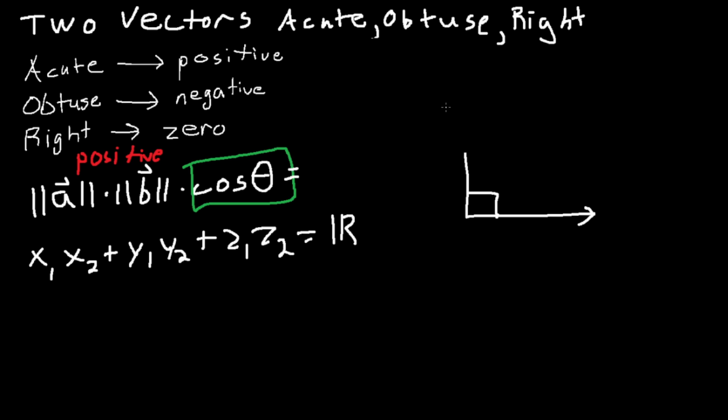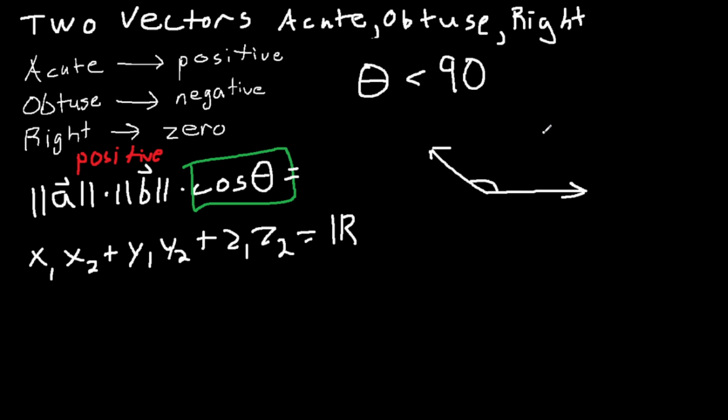How about for obtuse? Well, let's do that. So what if the angle between the vectors is obtuse, greater than 90? What if they are greater than 90? The angle is greater than 90.